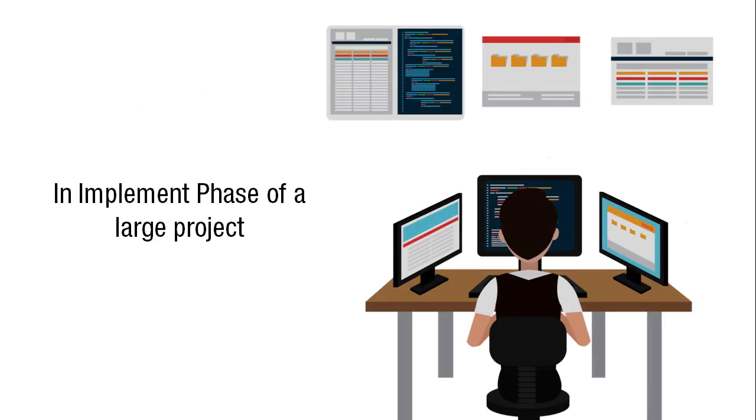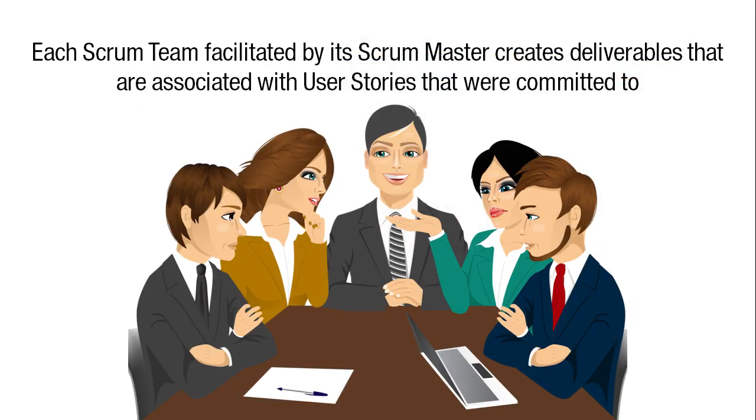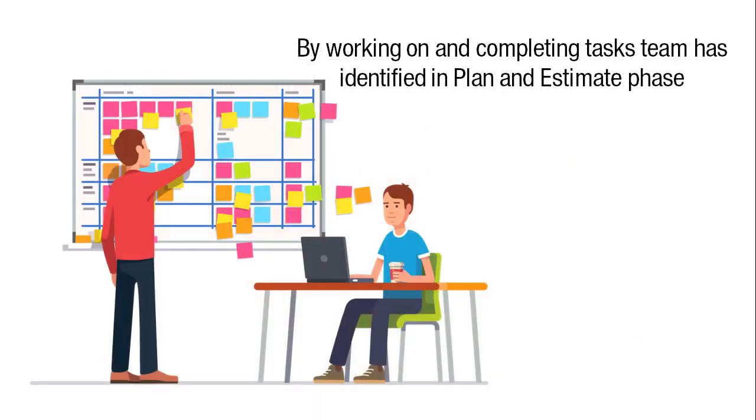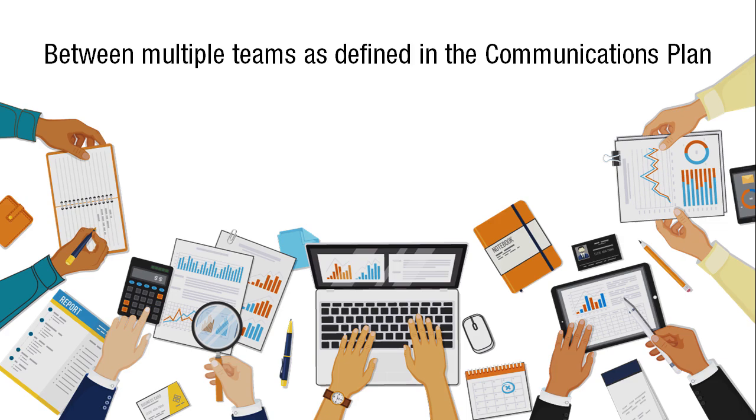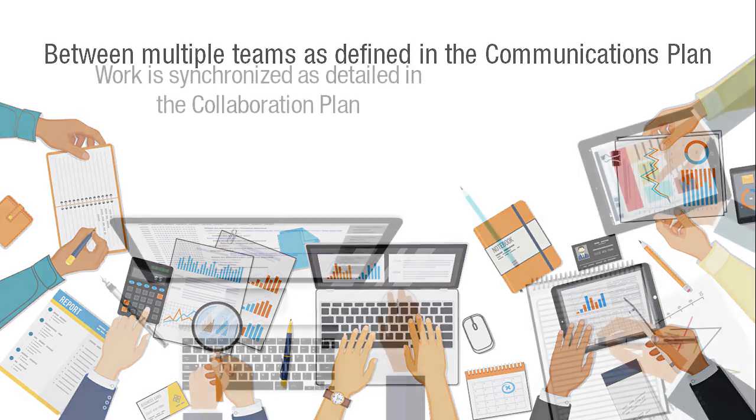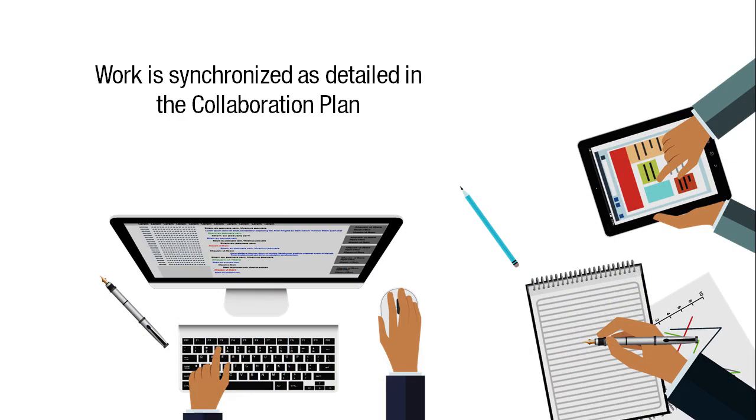In the implement phase of a large project, each Scrum team, facilitated by its Scrum Master, creates the deliverables that are associated with the user stories that were committed to by working on and completing the tasks the team has identified in the plan and estimate phase. Compared to a small Scrum project, additional steps need to be taken to ensure there is effective communication between the multiple teams, as defined in the communications plan, and that the work is synchronized, as detailed in the collaboration plan.